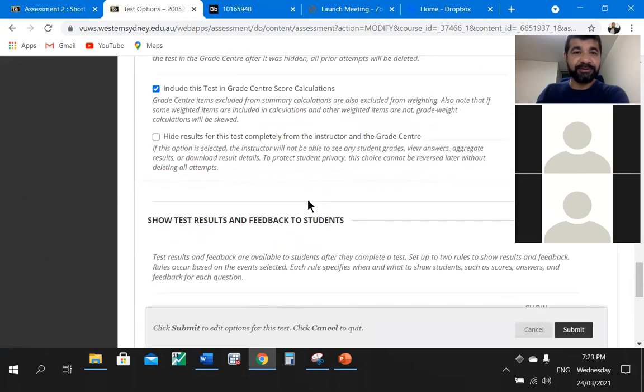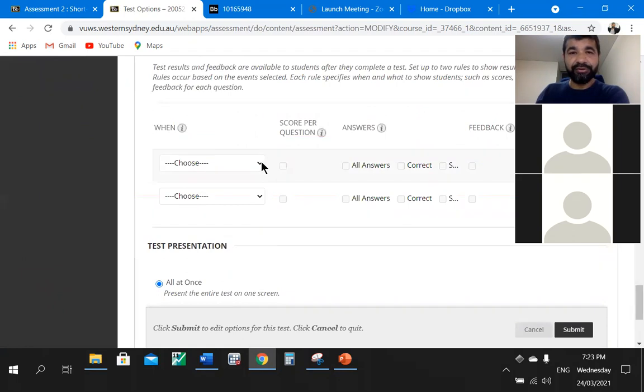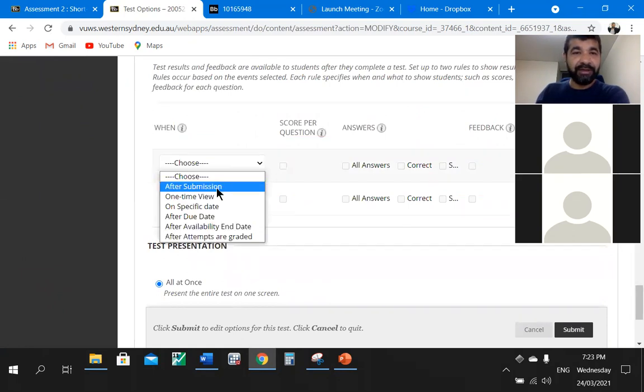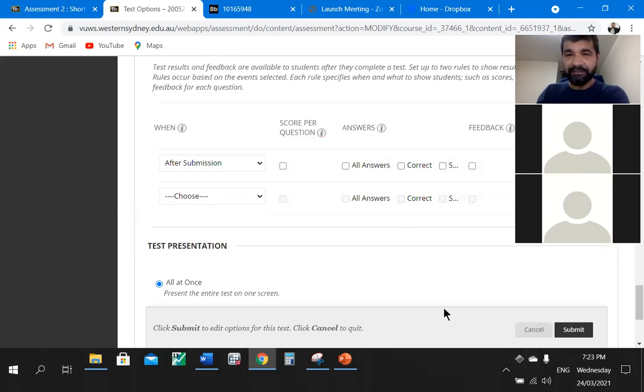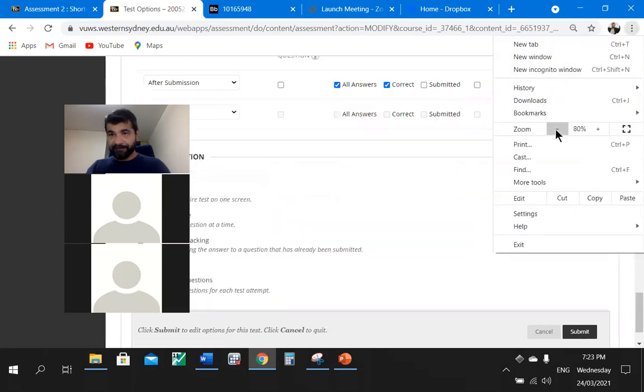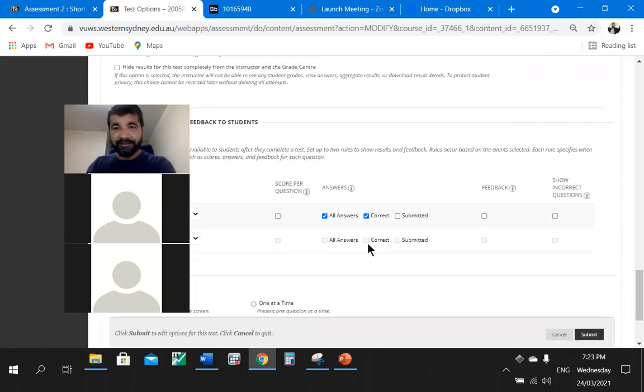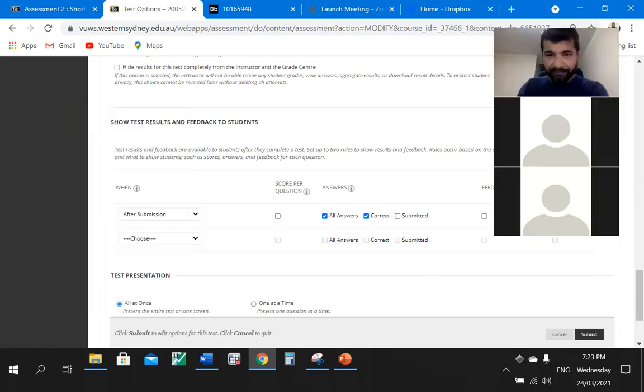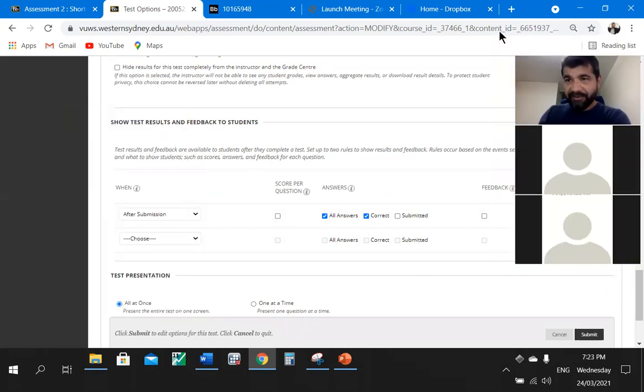Due date, self-assessment. Okay, so choose when after submission you can see all answers, correct ones. Okay, so you can see all answers, correct answers. Yeah, that's all you need, right? And for the previous, show incorrect now. Yes. For the previous quizzes, can we see them or no? I don't think you will have access to that, but we can try.